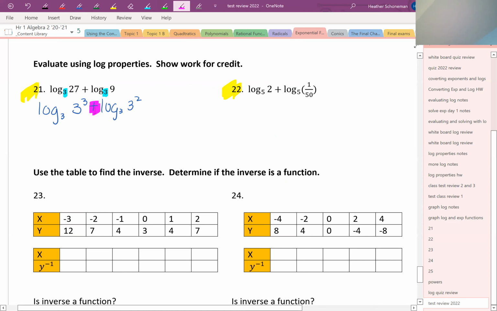Because of this plus, I can combine them with multiplication. So I have log base 3 of 3 cubed times 3 squared.